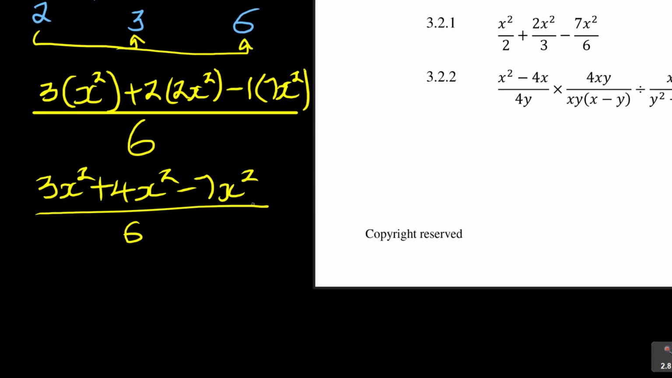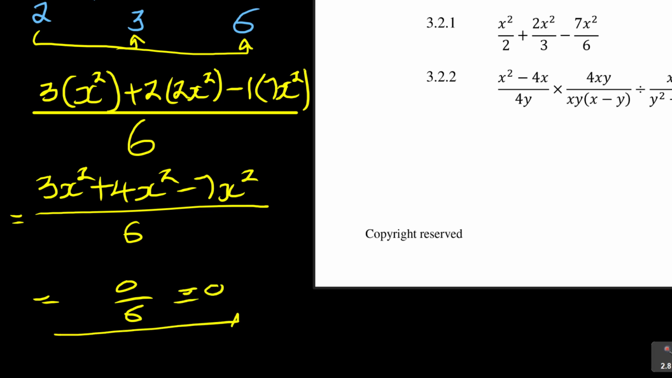Now everything is common there because it's x squared, x squared, x squared. So what is it giving you? 3 plus 4 minus 7, so it's going to be 0. You see what's happening? At the end of the day, it's funny, it's 0 over 6, which is equal to 0.